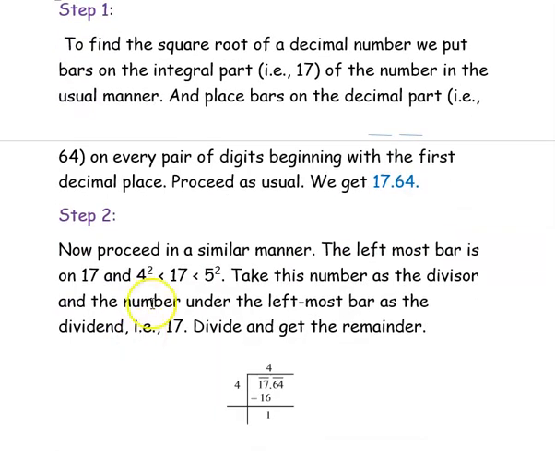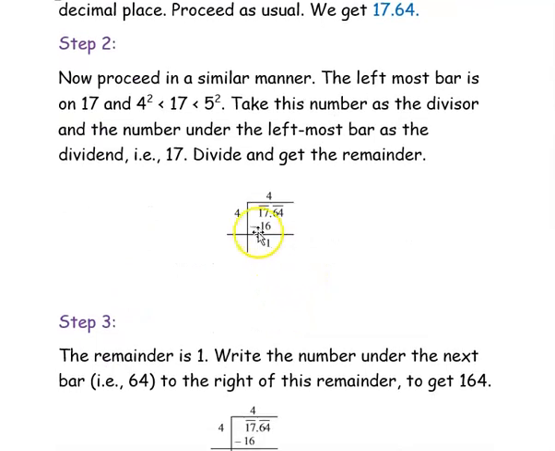Then second step, now proceed in a similar manner. Similar manner means we consider the digits under the leftmost bar. Since we have only one bar so far, we consider the number 17. Take the number as the dividend and find a number whose square is less than 17. We know that 4 into 4, that's 4 square, which is 16, and it is less than 17. So I have written 4 as the divisor and 4 as the quotient. I have written 16 here.